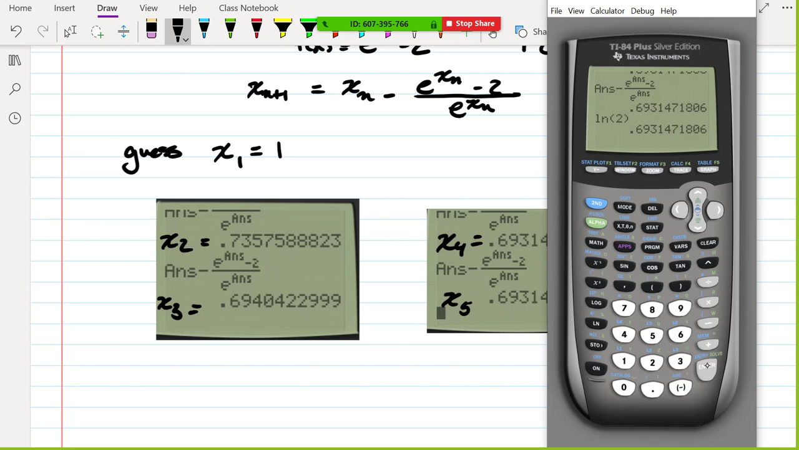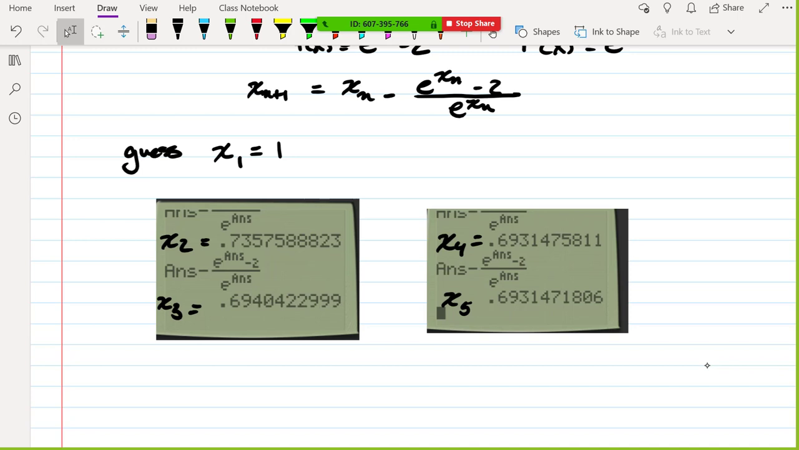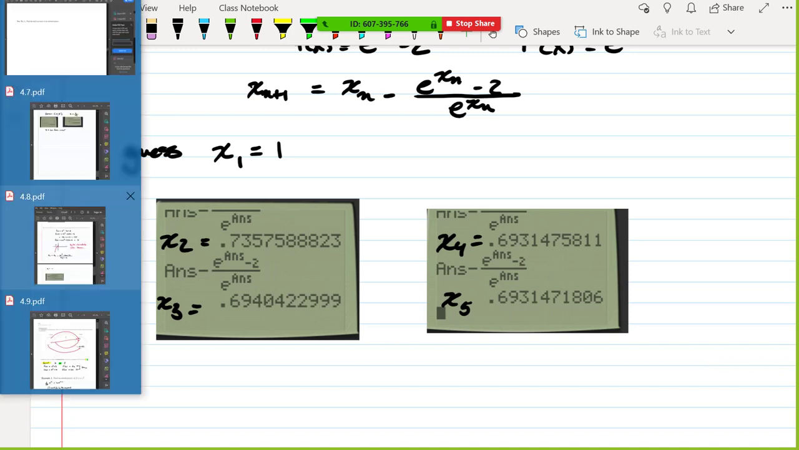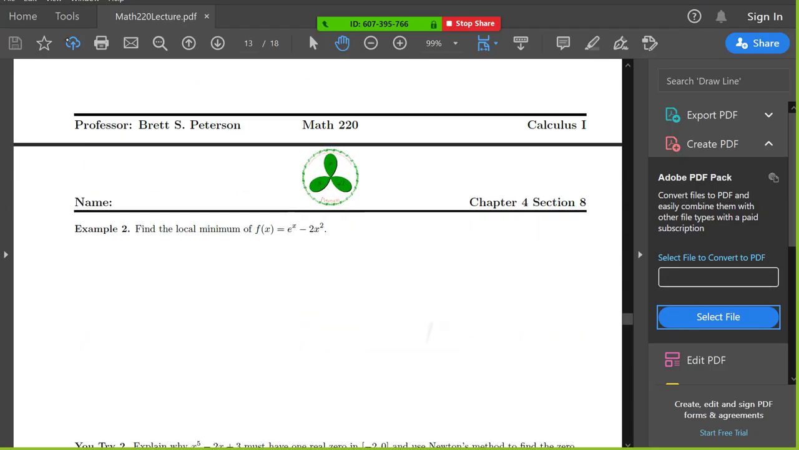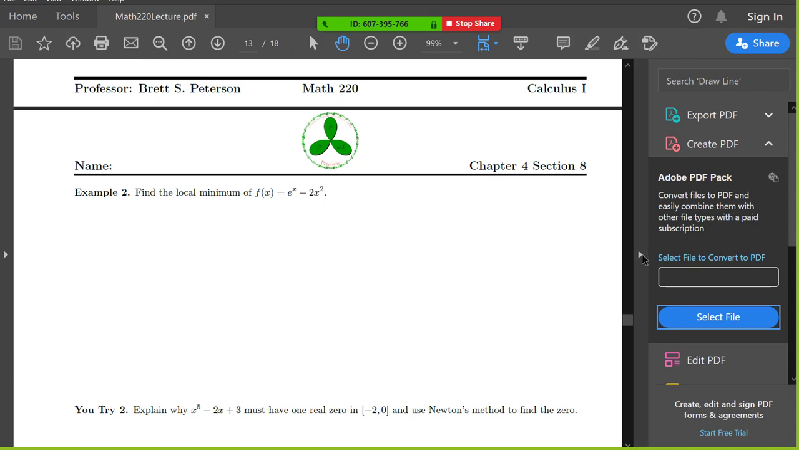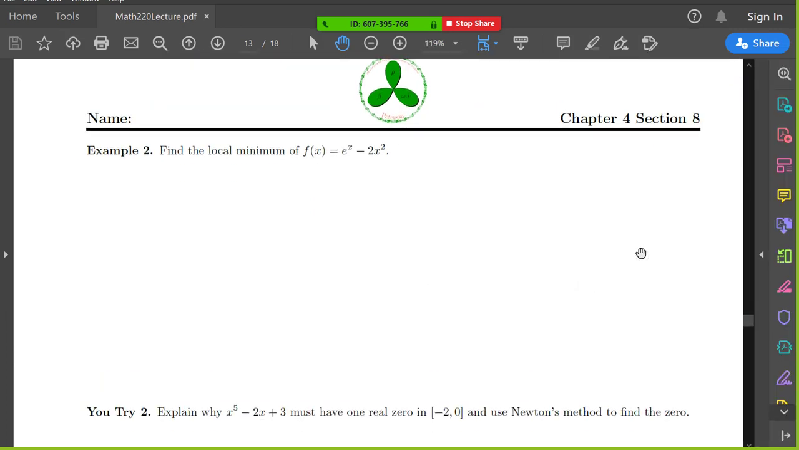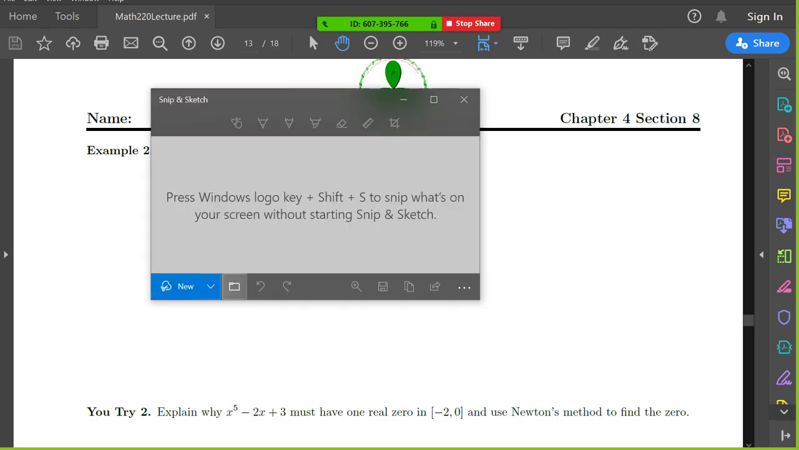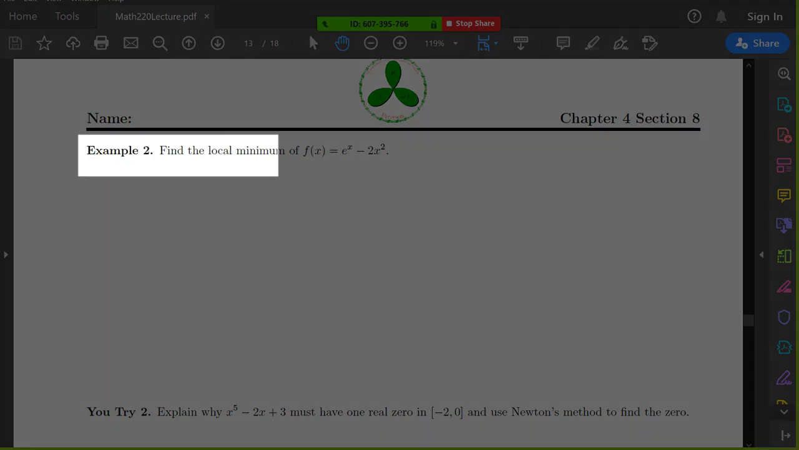So, all right. Hopefully we're all feeling pretty good about using our graphing device to help us do these. All right, so then our next example says find the local minimum of f of x equals e to the x minus 2x squared. All right, so we want to find the local minimum.